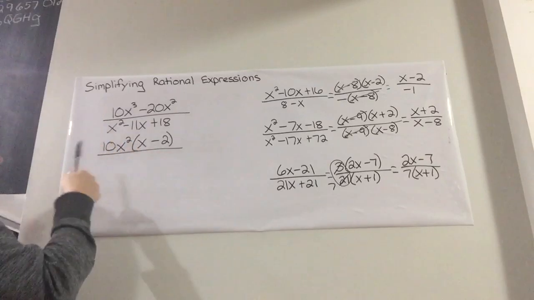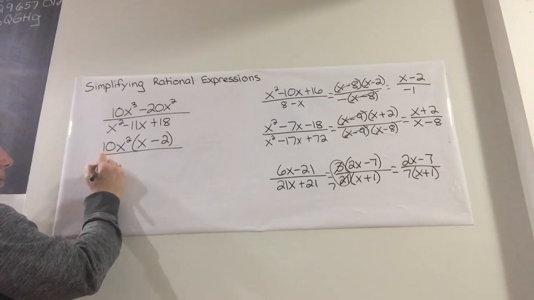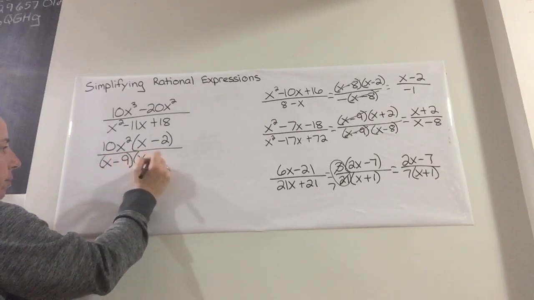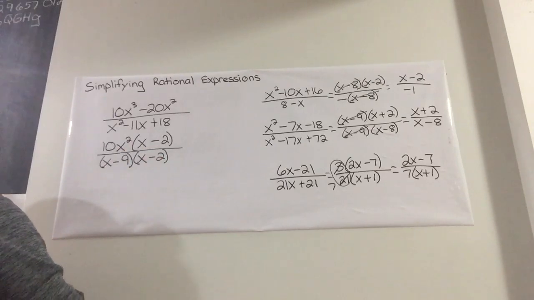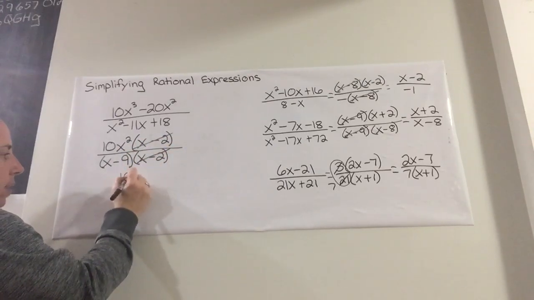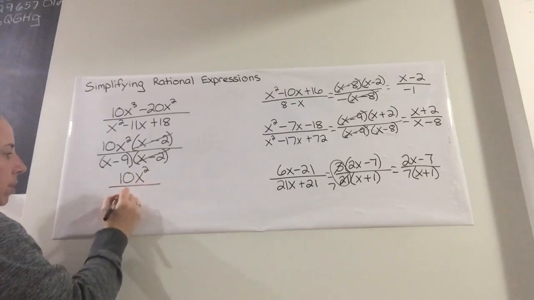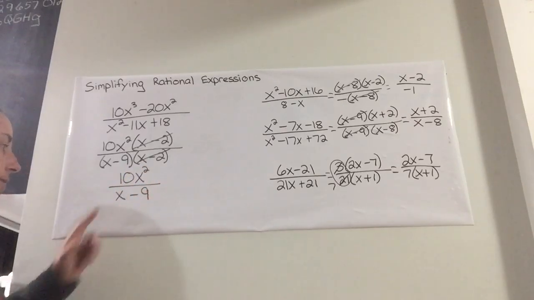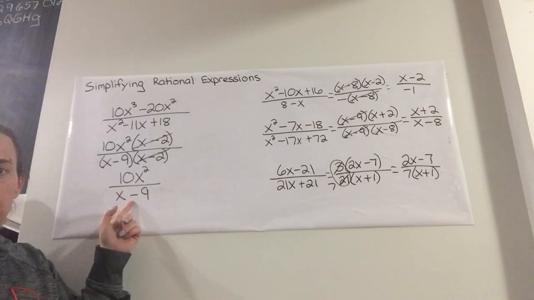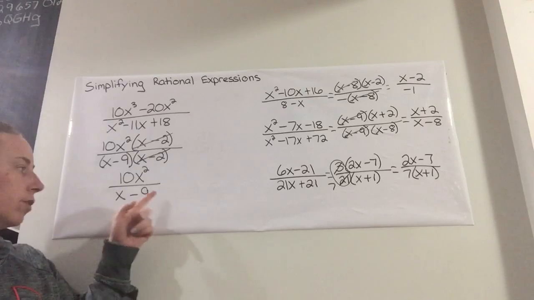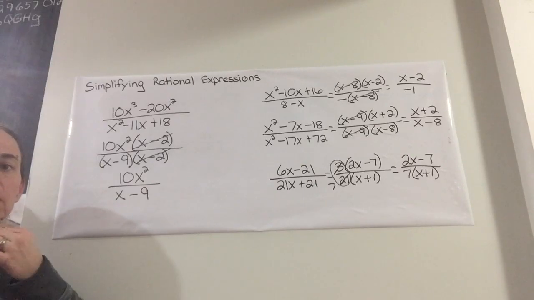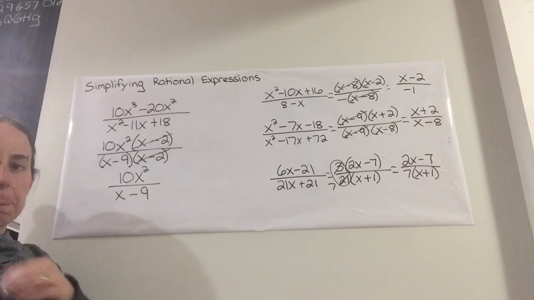over, because remember you're dividing. And then I factor the bottom, and it is x minus 9 and x minus 2. So now the x minus 2's can cancel, so I'm left with 10x squared over x minus 9. Now again, you can't cancel these x's out because this one down here is attached by subtraction. So in order for you to cancel this, you would have to have an x minus 9 on top. Okay? And that is all.